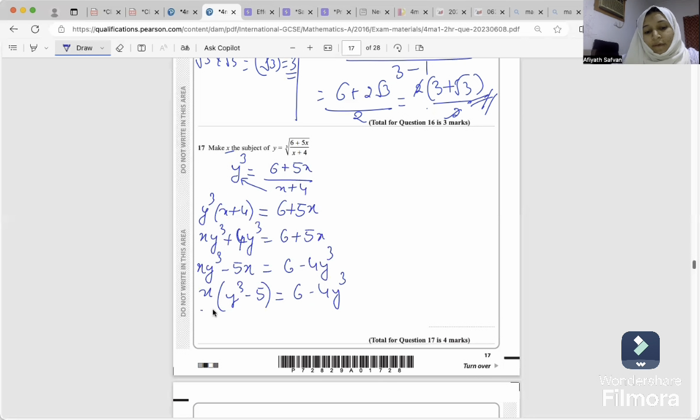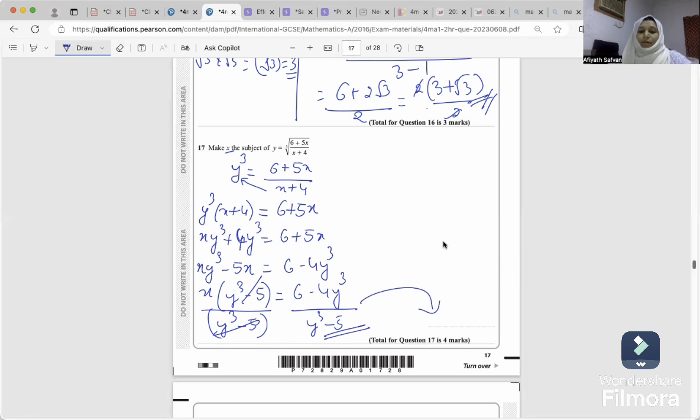So y cube minus 5, I don't want it, so I will divide by the same term on both sides. I will cancel them and write the answer as 6 minus 4y cube. So my final answer is going to be x equals (6 minus 4y cube) whole divided by (y cube minus 5).